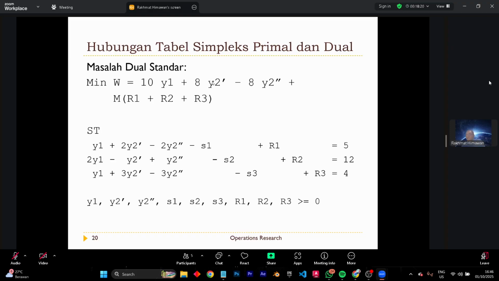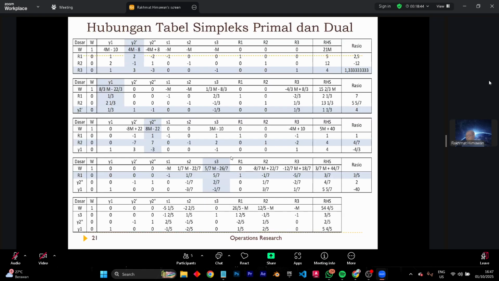And remember, if there is an unrestricted variable, we need to change y2 into y2 accent minus y2 double accent. Everything changed into those. Here, put it on the constraint, and now we have quite a lot of variables, with the r as well. If we use big M, this is longer. But by the end of the day, we get the same result.